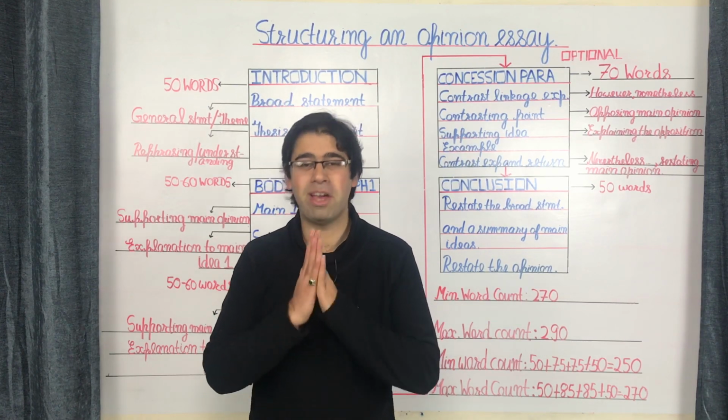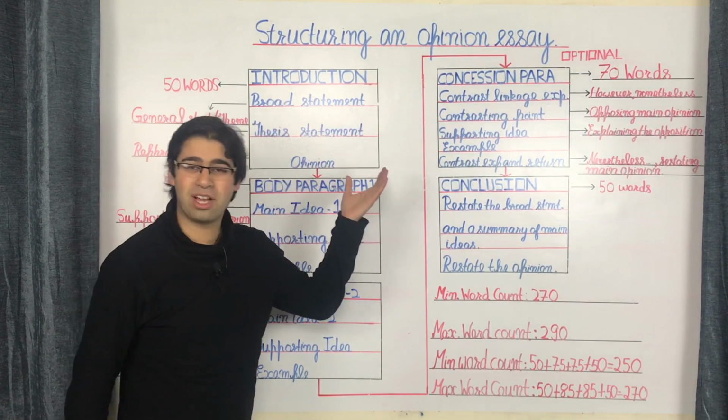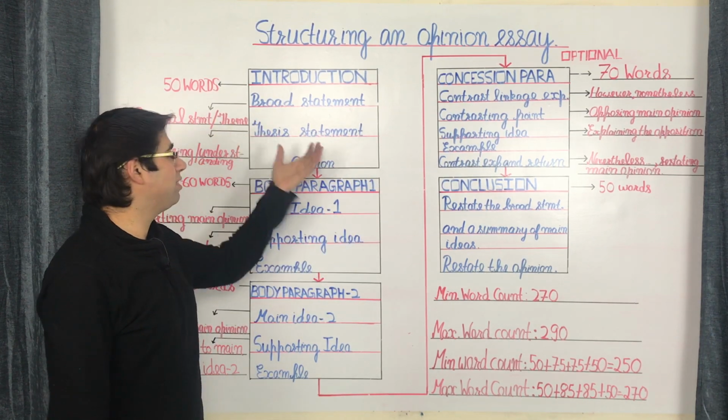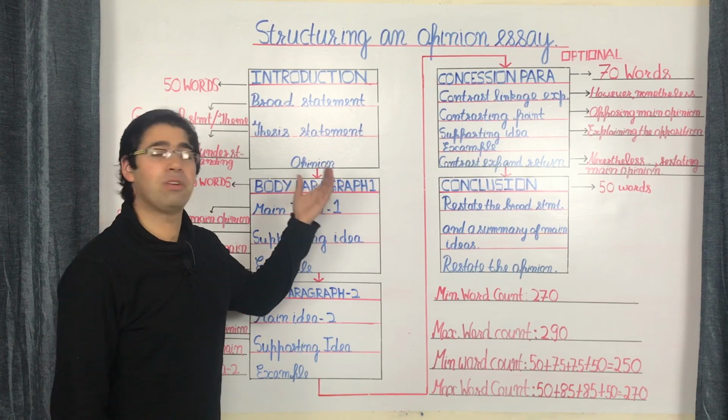Alright, so let's begin with the first paragraph, which of course is the introduction. Now the introduction comprises three elements. You have the broad statement, the thesis statement, and the opinion. We begin with the broad statement.